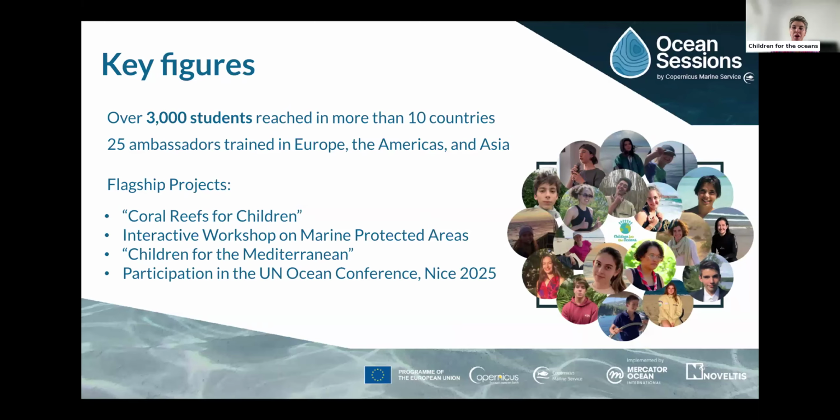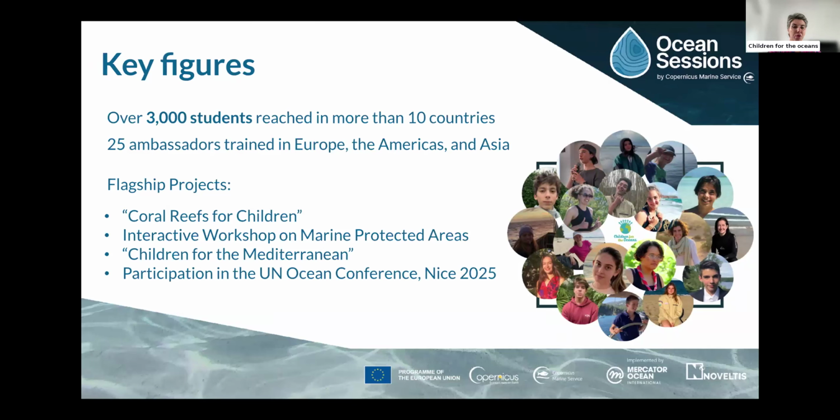Next slide, please. Yeah, some key figures. Since its creation, Children for the Ocean has reached more than 3,000 students in more than 10 countries. We now have a community of 25 ambassadors across Europe, the Americas, and Asia. These numbers are important because they show that our model can travel and young people can speak to young people in schools, events, and local communities using a common scientific and educational framework.